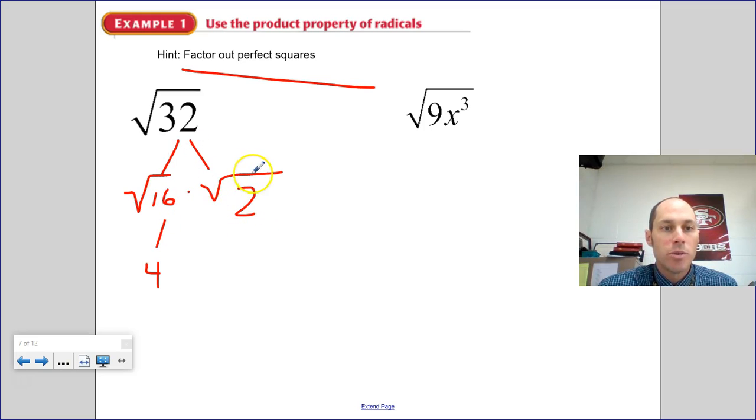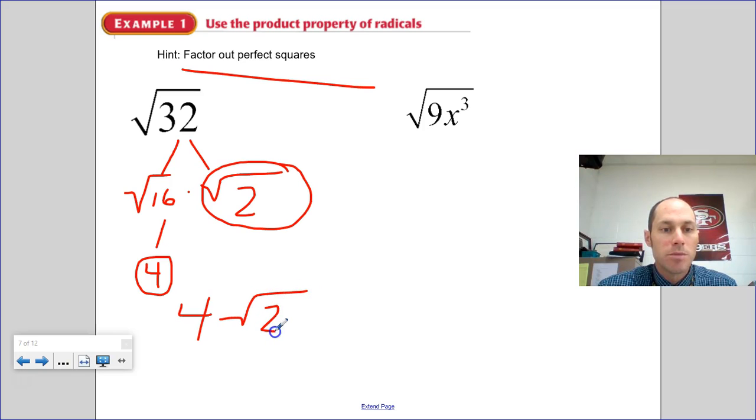We want to take out as much as we can from under the radicand. And at that point, 4 is as far as that can go. Square root of 2 is not a perfect square, and I can't factor anything else out, so I have 4 times square root of 2 will be the square root of 32 in its simplest form.